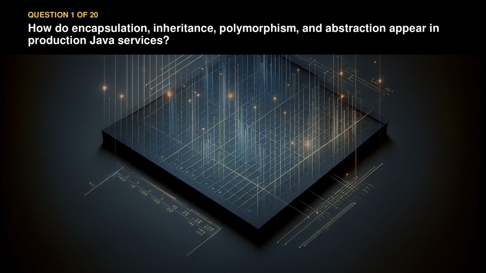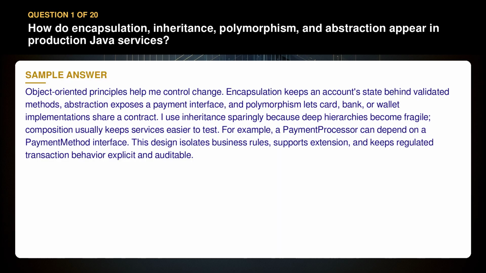Question 1. How do encapsulation, inheritance, polymorphism, and abstraction appear in production Java services? Object-oriented principles help me control change. Encapsulation keeps an account's state behind validated methods, abstraction exposes a payment interface, and polymorphism lets card, bank, or wallet implementations share a contract. I use inheritance sparingly because deep hierarchies become fragile.